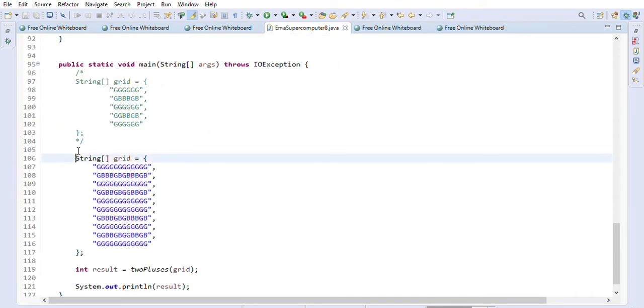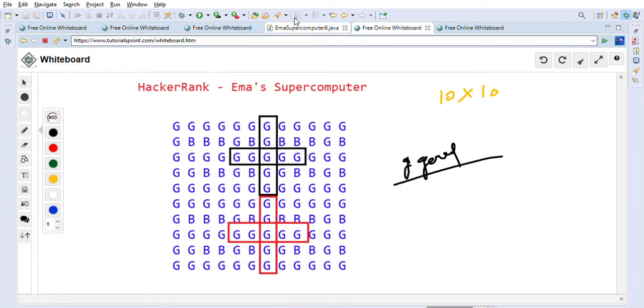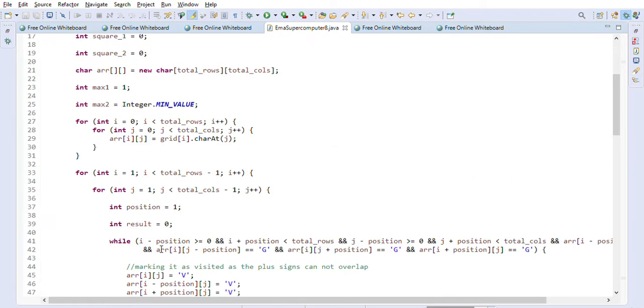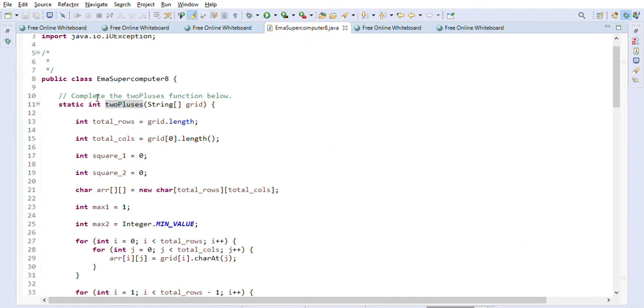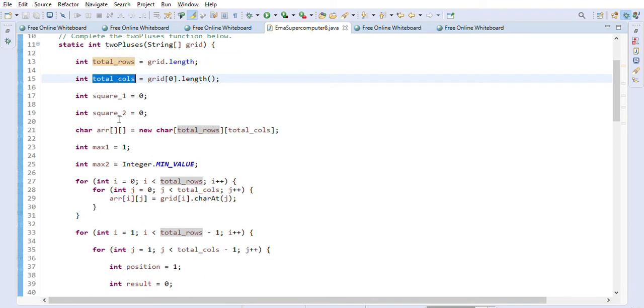So I just created a grid here. The grid is the same grid that I showed you here. We are just going to call the two pluses method that we have to implement. It returns the maximum total area. First we are going to calculate the total number of rows in the grid and the total number of columns in the grid.